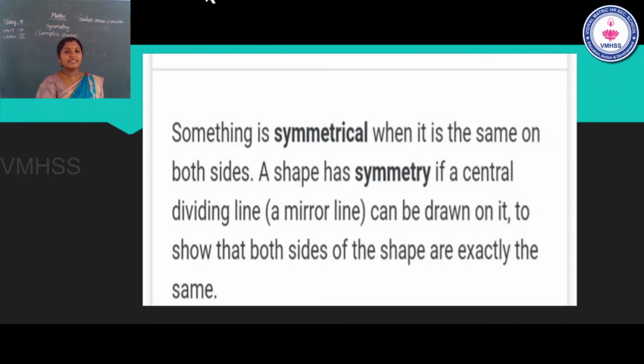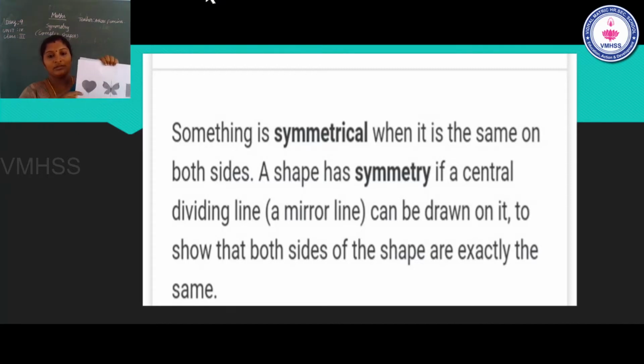So, what is meant by symmetric or symmetrical? You already know what is meant by symmetry. Once again, first we recall this topic, then we move to complex shapes. Something is symmetrical when it is the same on both sides. A shape has symmetry if a central dividing line, a mirror line, can be drawn on it to show that both sides of the shape are exactly the same.